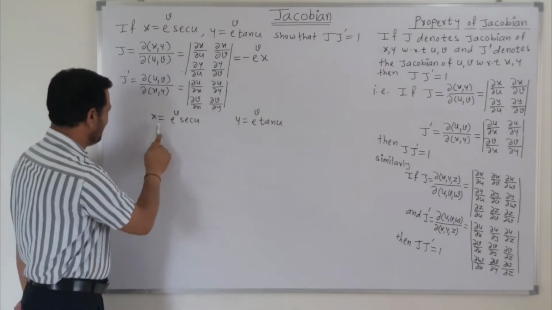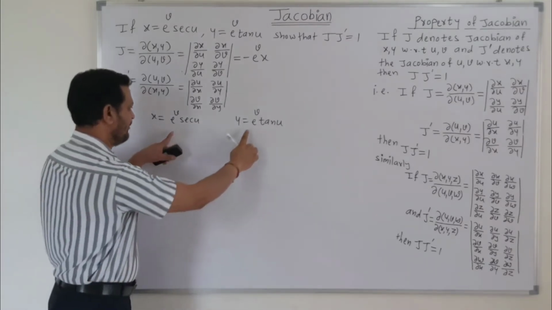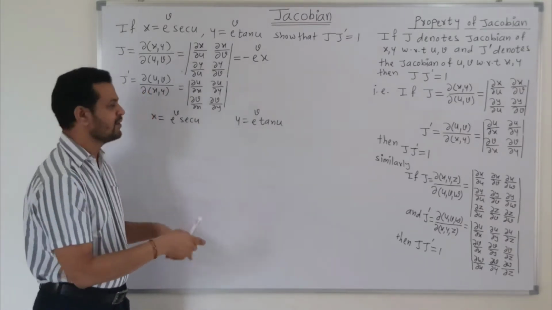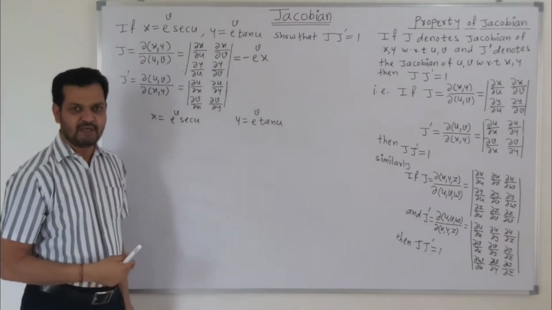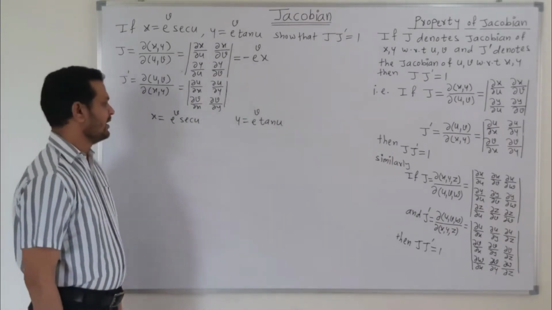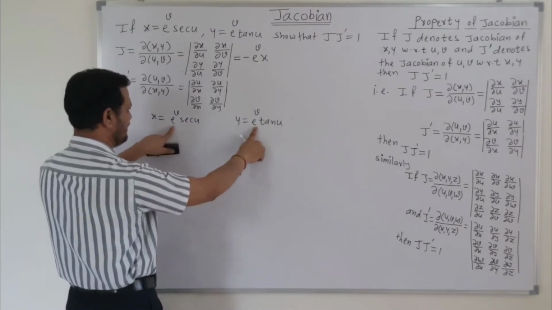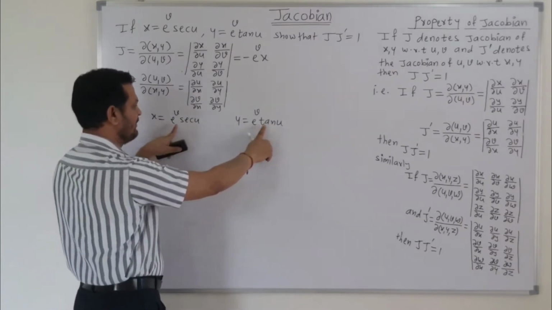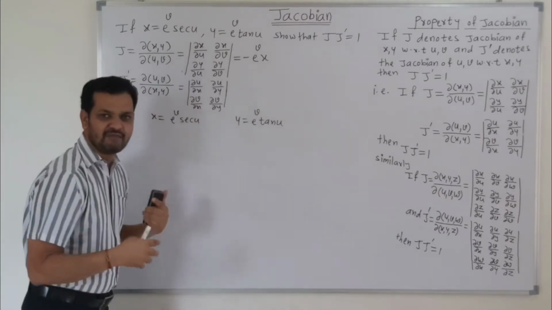But here the given functions are in terms of x and y. That means we have to simplify these two functions in such a way that we get the values of u and v. Then we will take the partial derivatives. So if we observe these functions carefully, to find the value of u, we cancel the term v. So how will the v term get cancelled?